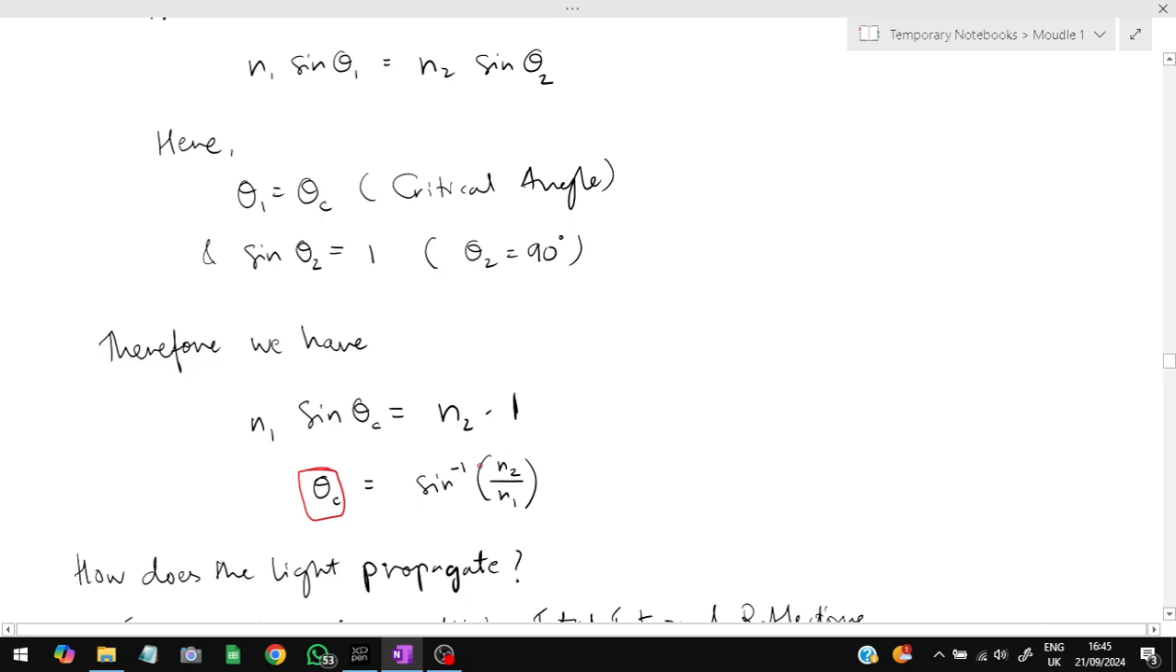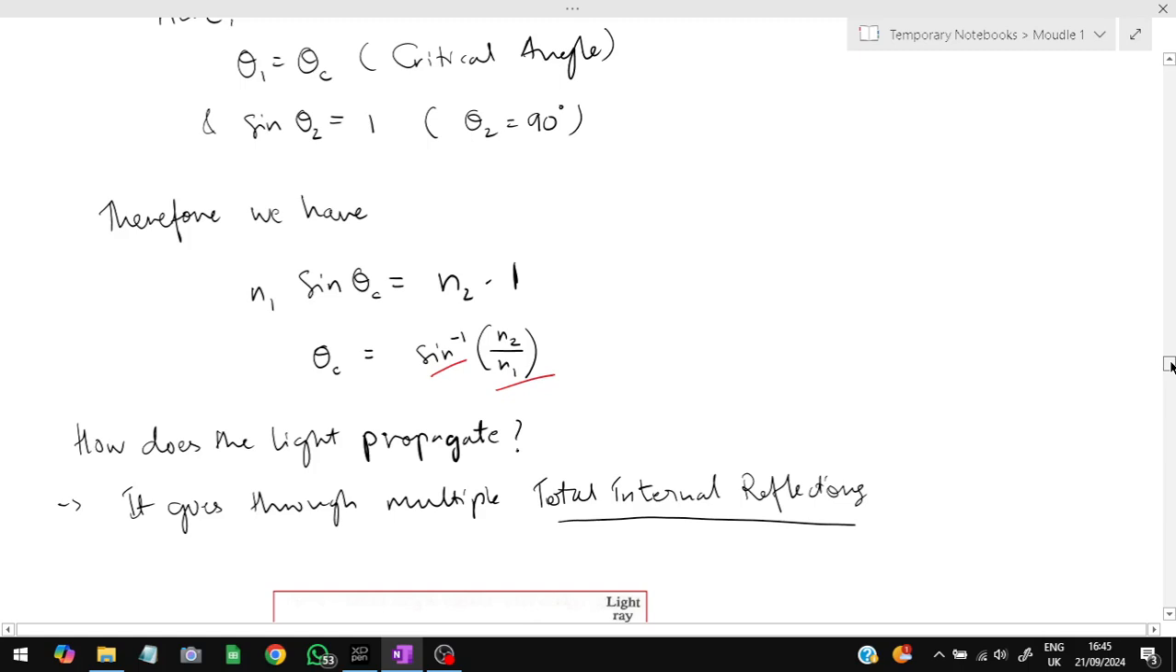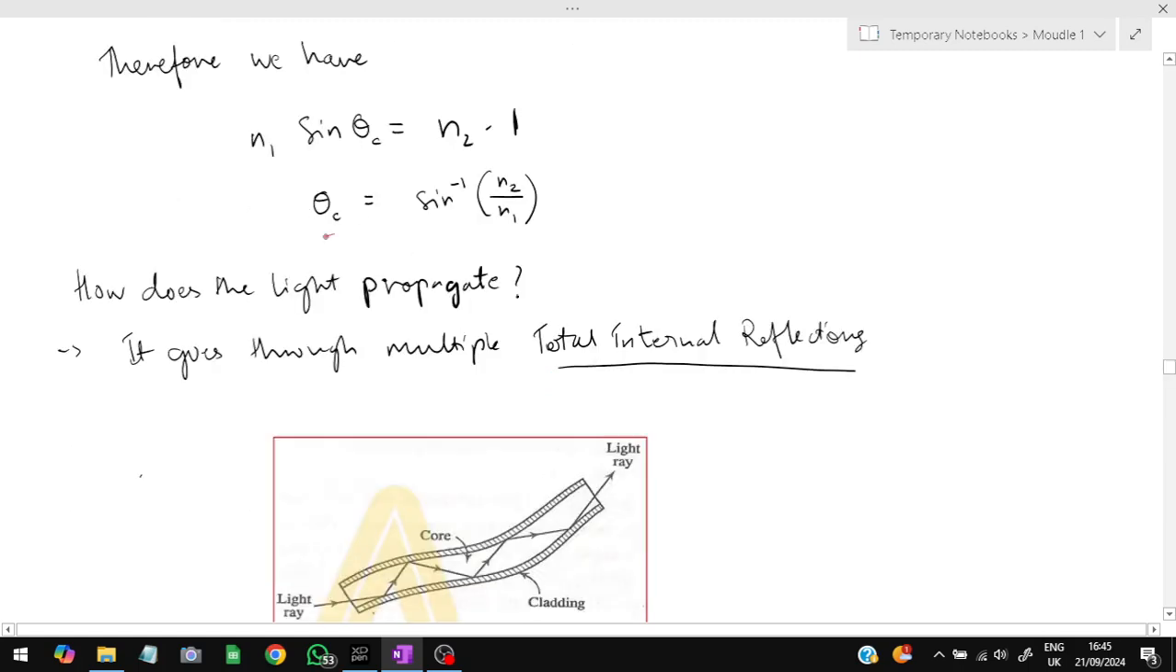That is about the basics: how do we derive theta C? But this is not the derivation which will be asked in the exam. This will be used in the other derivation.